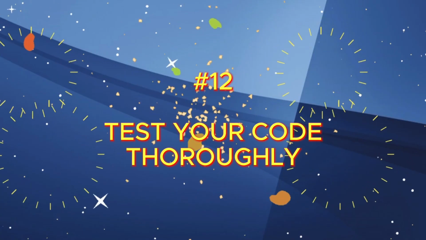Point number 12, test your code thoroughly. Apart from doing basic unit testing, it's necessary to test your code thoroughly. It is necessary to catch the errors early and ensure correctness. It's better to use automation testing tools or write unit tests for individual functions or integration tests for overall program flow.